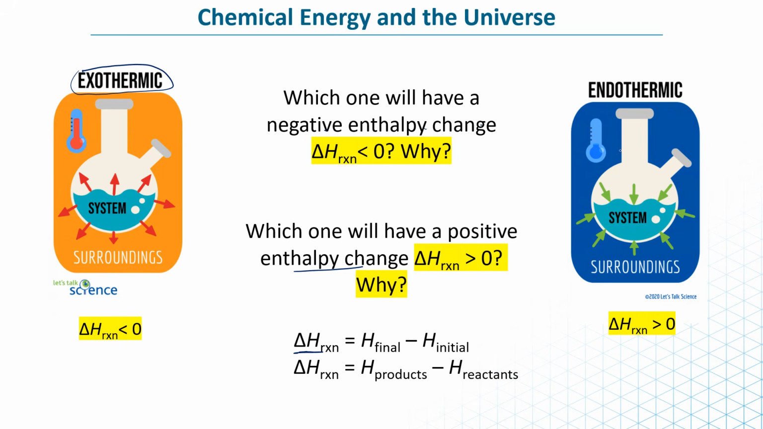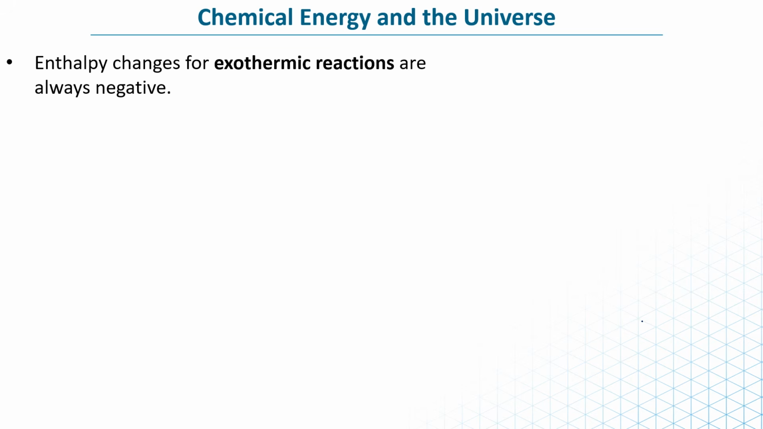On the contrary, endothermic is going to absorb energy. It absorbs heat, so the final heat is higher than the heat at the beginning. So final minus initial is going to be positive. And that's the reason why.